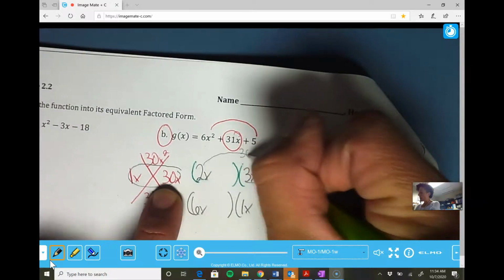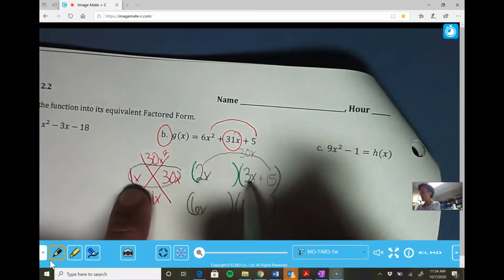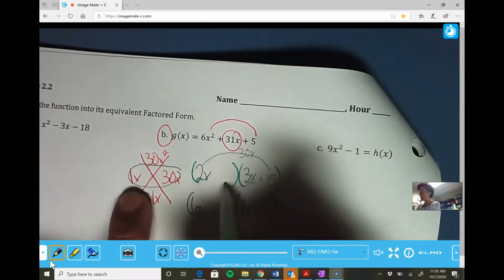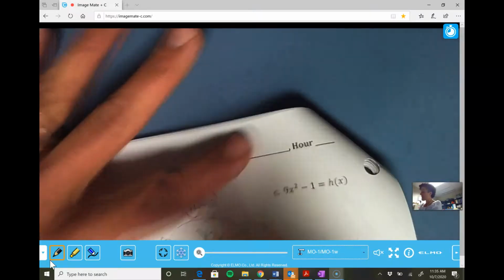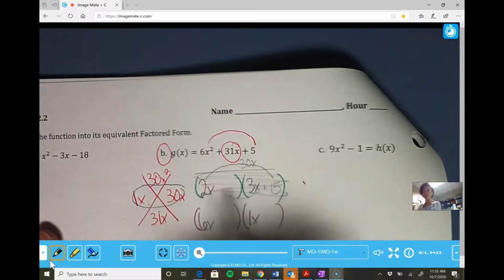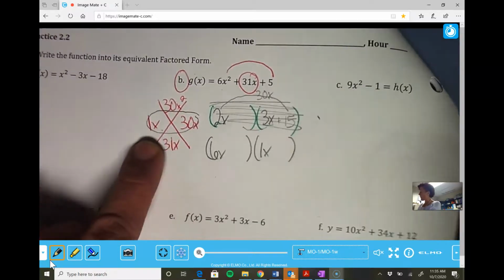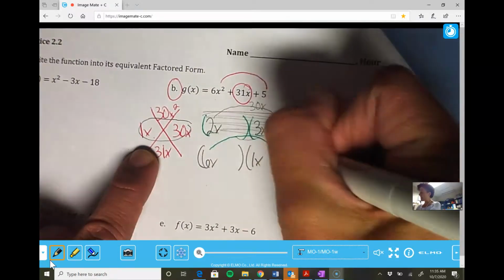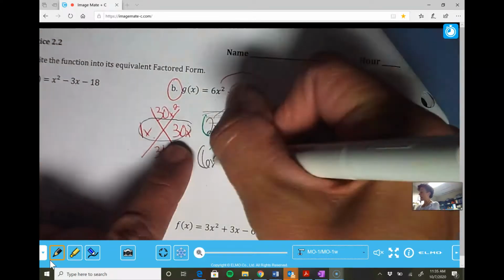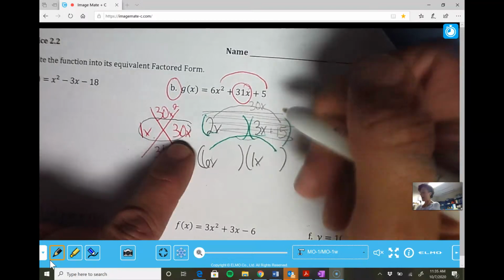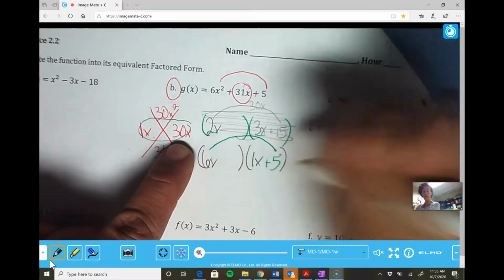So if the 30x is taken care of, then I want to see, how do I get the 1x? So can I take 3x times something to get to 1x? And I can't. So this one is not going to be our route. It'll be this one. So can I take 6x times something to get to 1x? No. But I can take 6x times something to get to 30x, and that would be a 5. So I put plus 5.